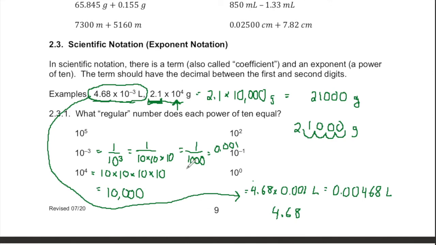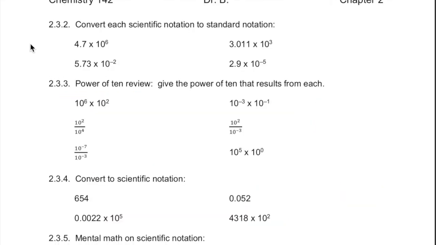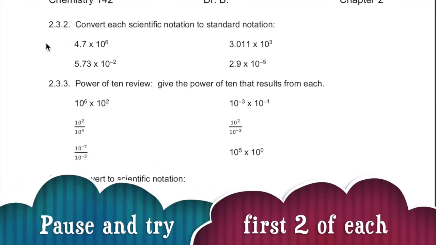Another way to do this is to make it smaller by 3 orders of magnitude, 3 place values. So we're making it smaller by moving the decimal to the left. 1, 2, 3, this is where the decimal is going to go. And then if you just want to put 0.00468, that's okay. If you like putting another 0 in front, that's okay too. All right, I'll just go ahead and do one of each of these problems, and then the rest will be in the answer key and supplementary videos.